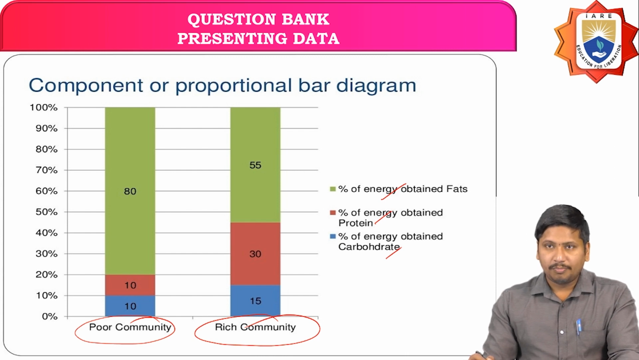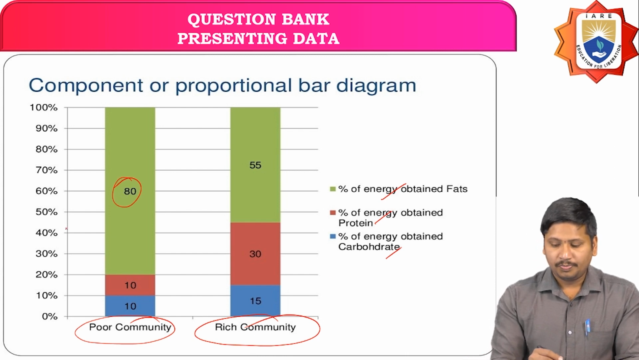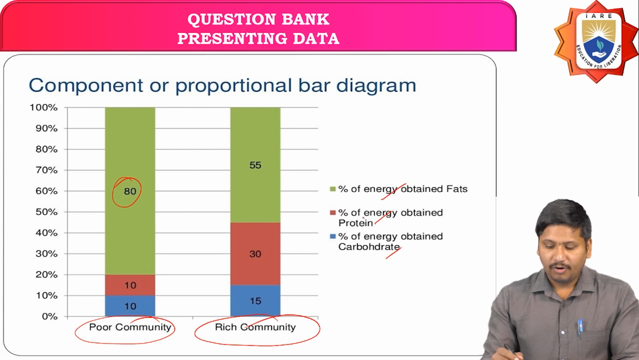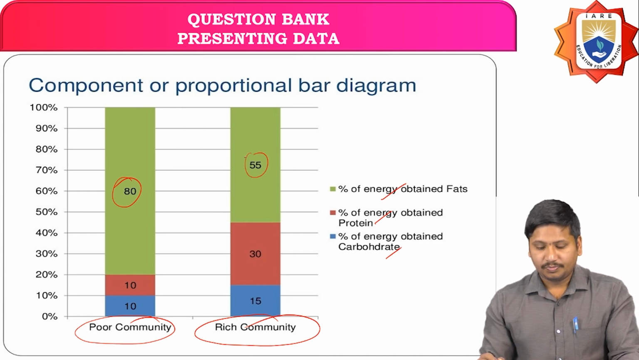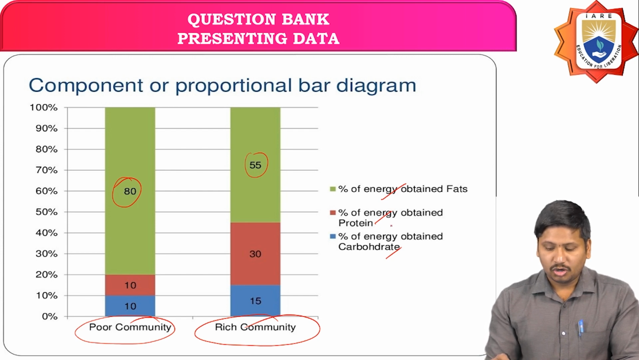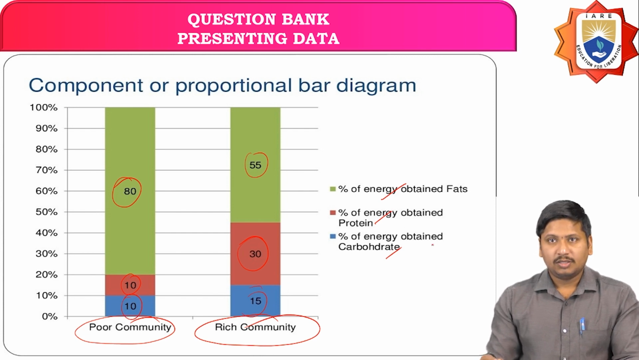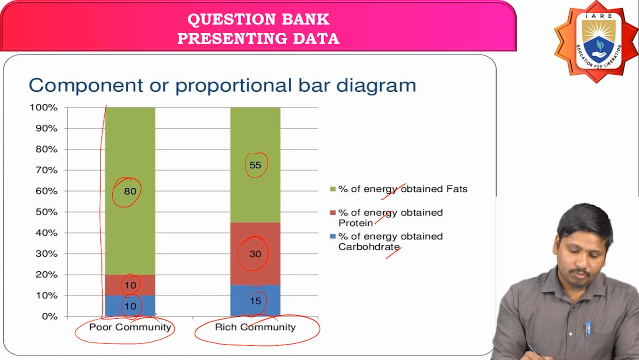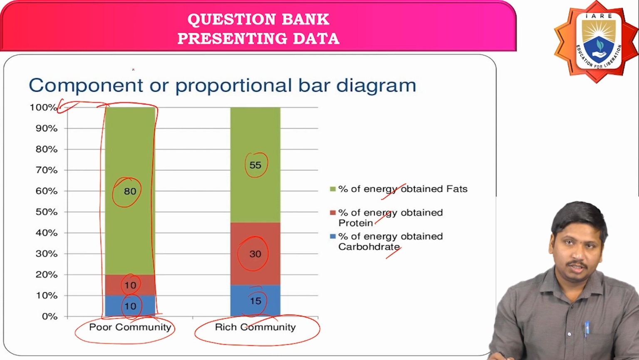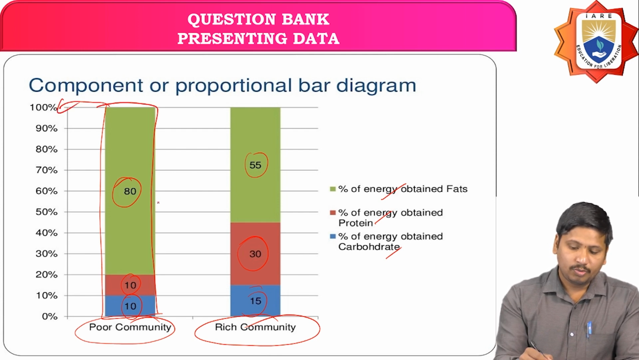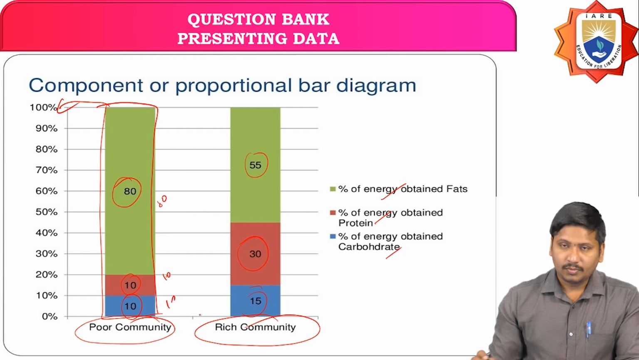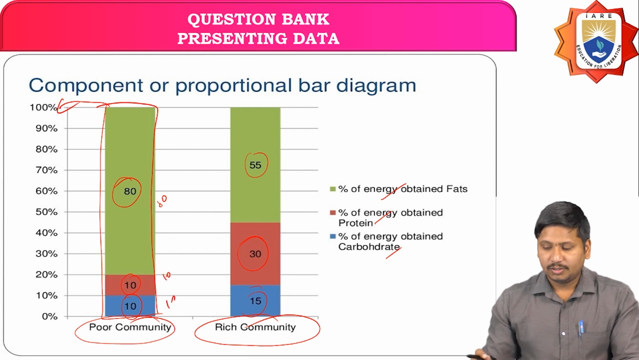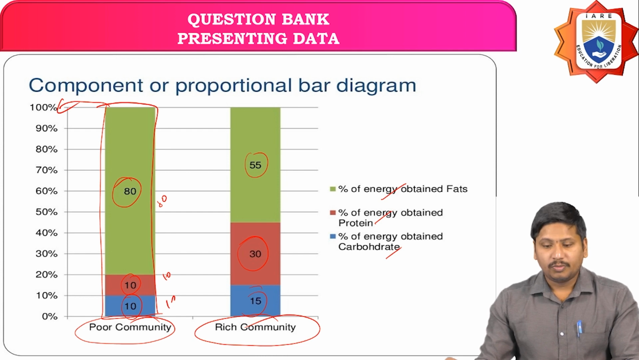The percentage of fats obtained in the poor community will be more, whereas in the rich community it is less. Here the percentage of energy obtained from protein is 10, but here it is 30, and here it is 10, and here 15 for the carbohydrate. So a component proportional bar diagram means that within the bar diagram the total matches 100%, and that 100% is divided into sections of different components.